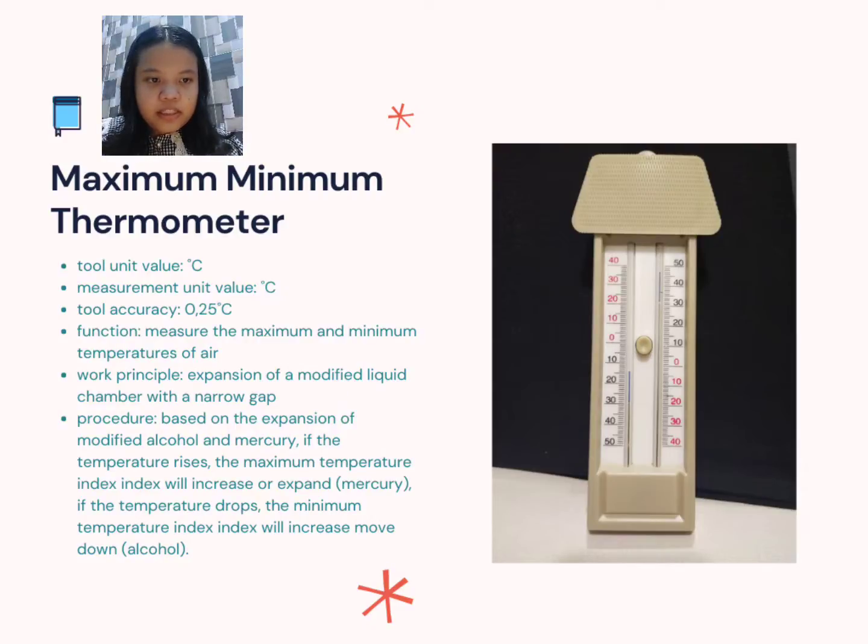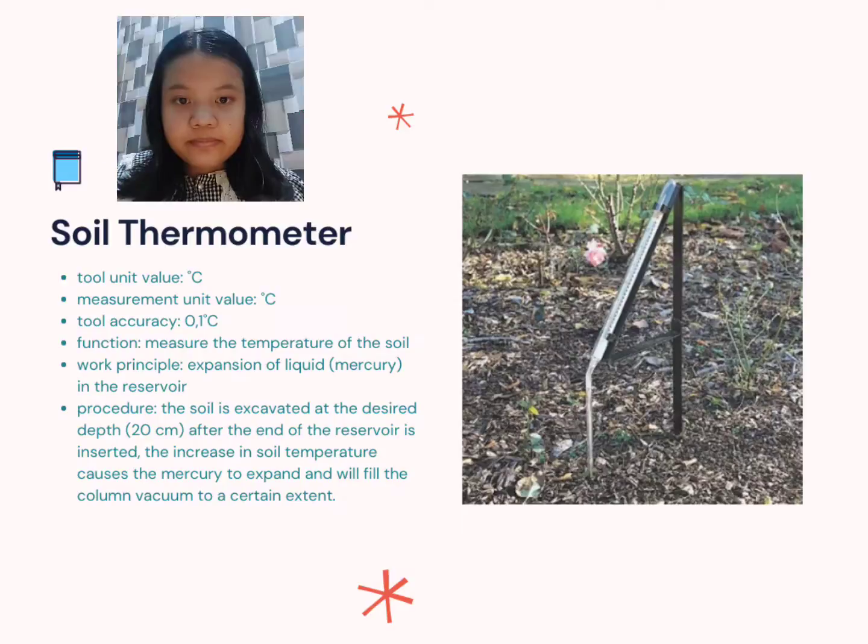Procedure is based on the expansion of modified alcohol and mercury. If the temperature rises, the maximum temperature index will increase or expand. If the temperature drops, the minimum temperature index will move down.